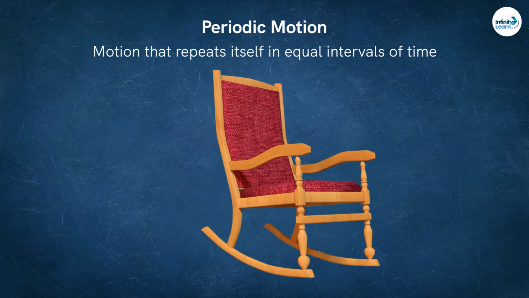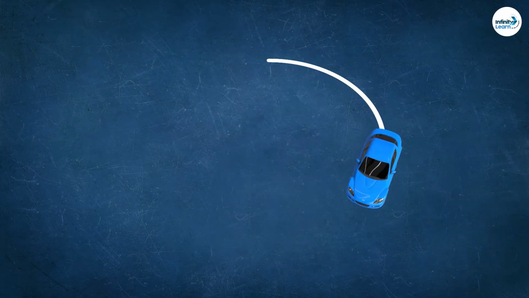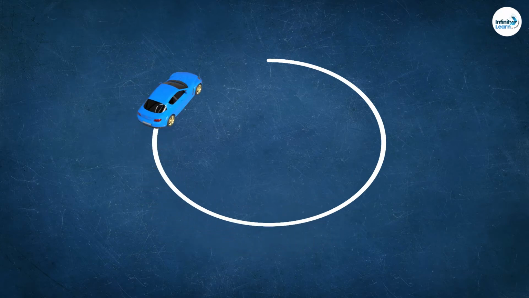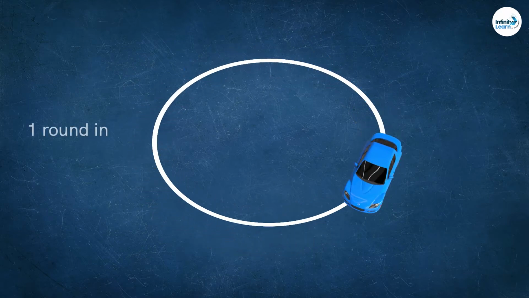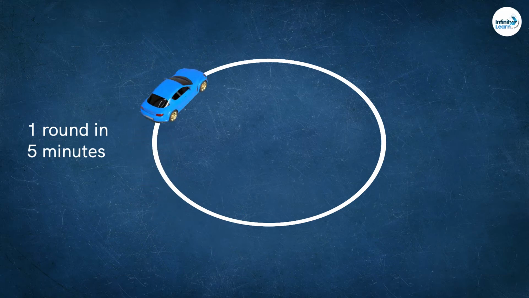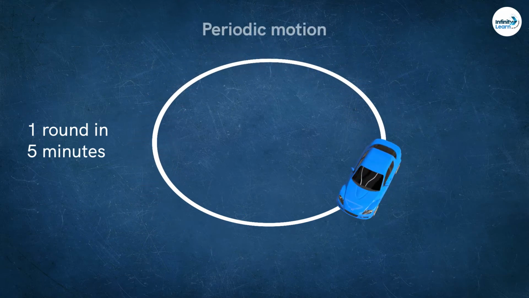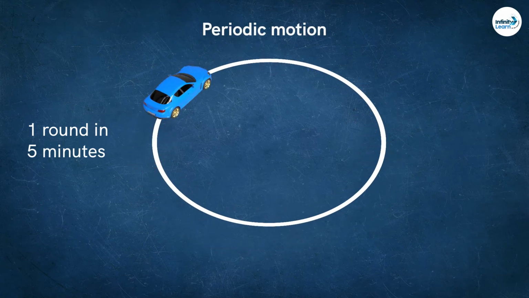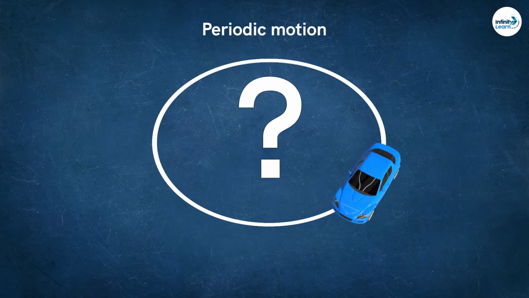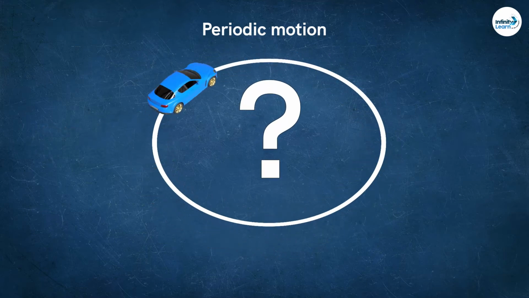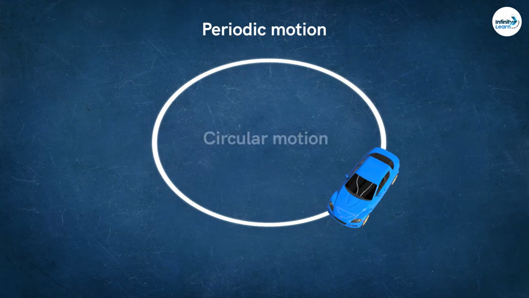Another example that I can think of is some vehicle moving along the circumference of a circle. Assume that it covers each round in 5 minutes. Then we say that it's performing periodic motion. But wait a moment. Is it performing some other type of motion as well? Yes, it's also undergoing circular motion.